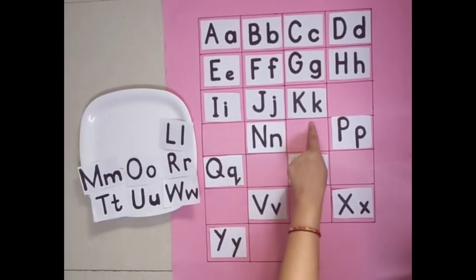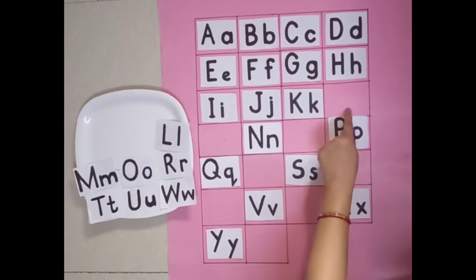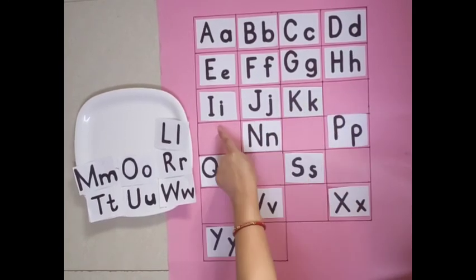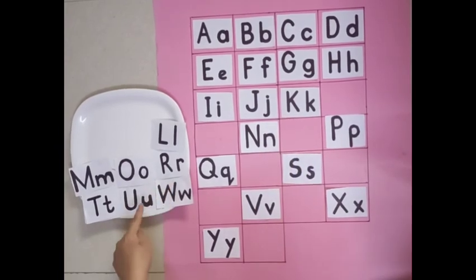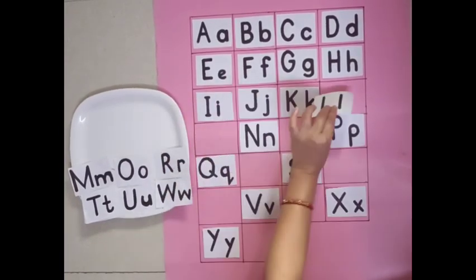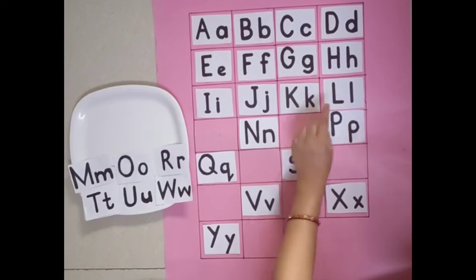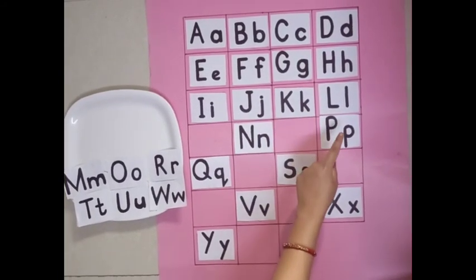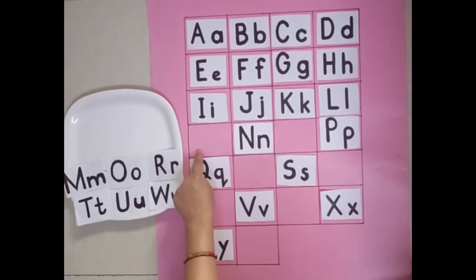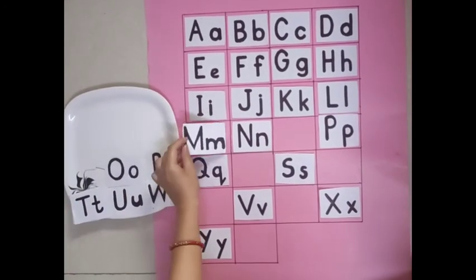Now this is alphabet K. After alphabet K, which alphabet will come here? I, J, K. Yes, alphabet L. So let's find. Yes, this is alphabet L. Now after alphabet L, which alphabet is missing here? I, J, K, L. Yes, alphabet M. So we will keep alphabet M here.